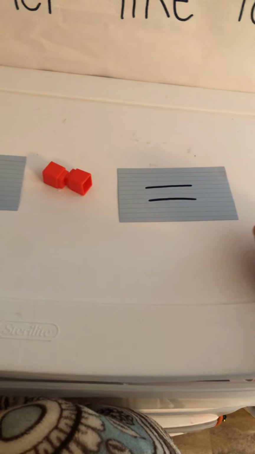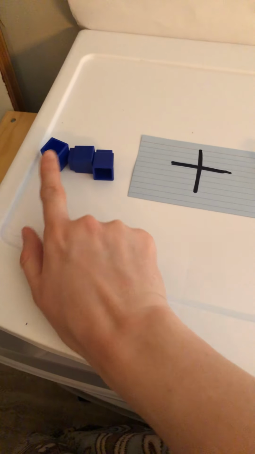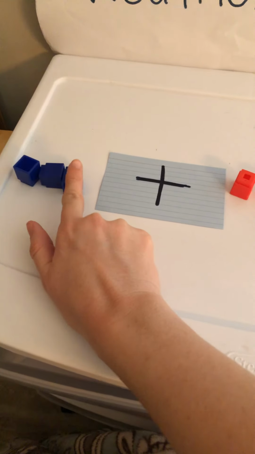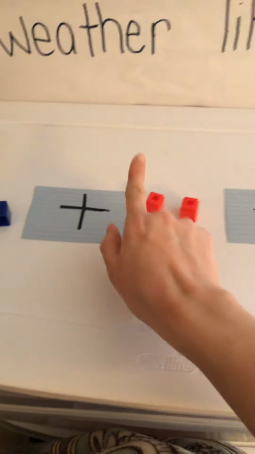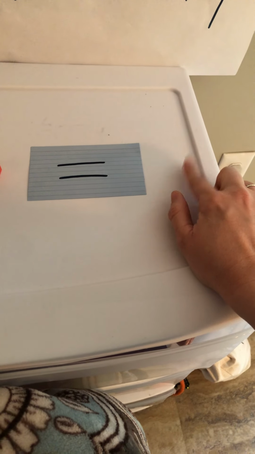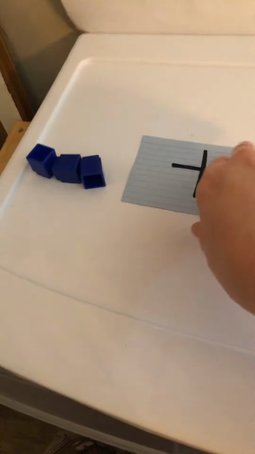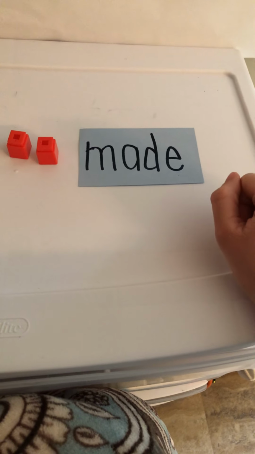I'll give you just a few seconds. All right, let's start. So 1, 2, 3, and then we're going to count on until we don't have anything else to count. So we have 3 right here. So count on. 4, 5. So 3 plus 2 equals 5. Good job. And another way that we can say this is 3 and 2. That's supposed to be make. Oops. Make 5. 3 and 2 make 5.